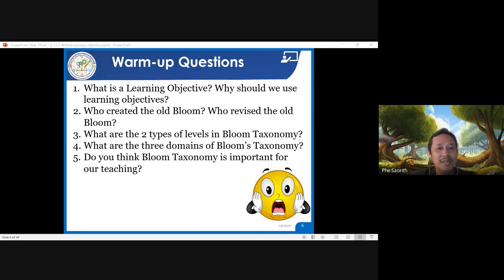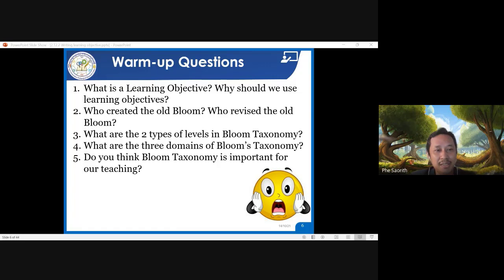Okay, so the next one, and also the last one as well. Do you think Bloom's taxonomy is important for our teaching or not? And why? Who can try question number 5? Or I can say, why do you think Bloom's taxonomy is important for our teaching?